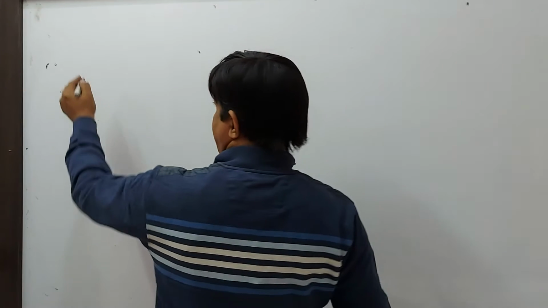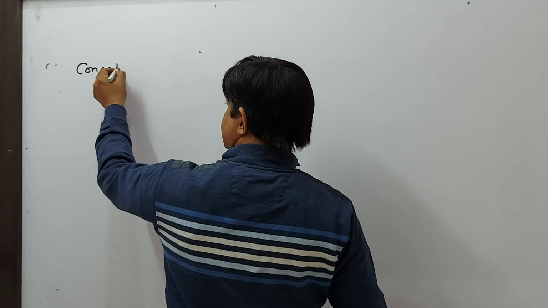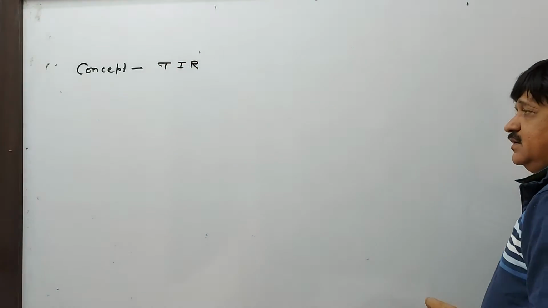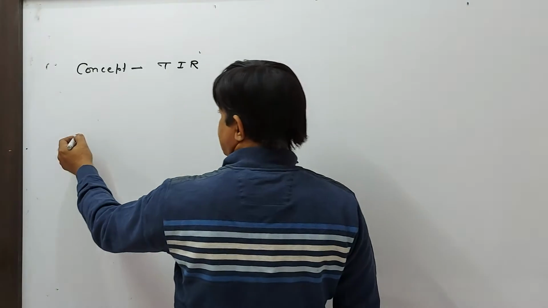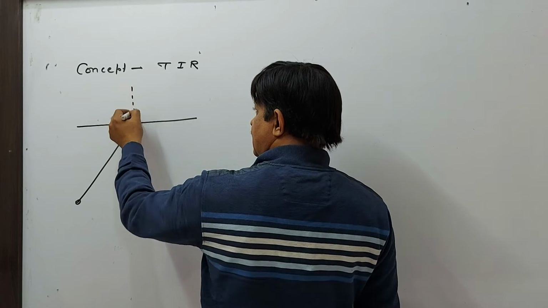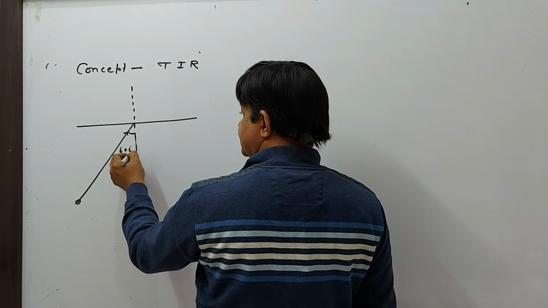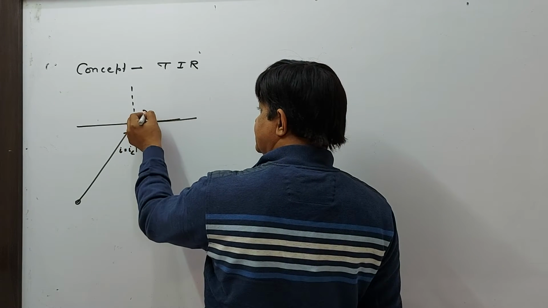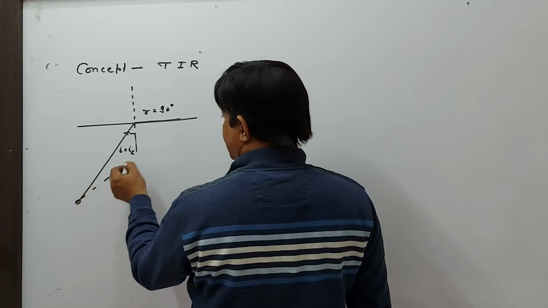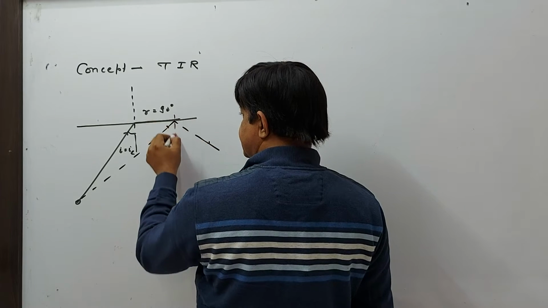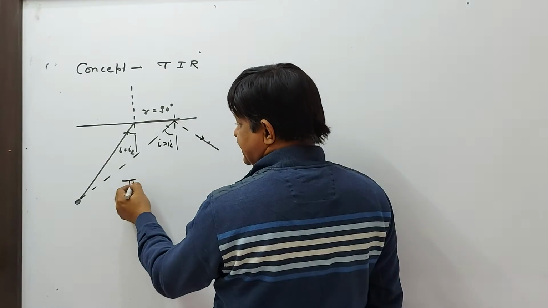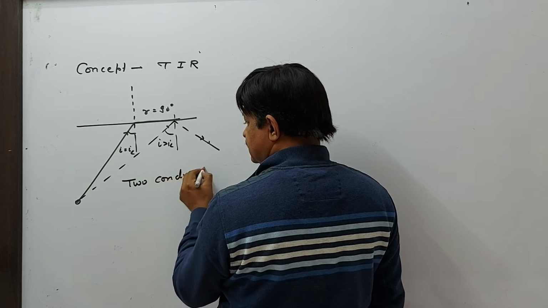Next concept is total internal reflection. Basic logic: if light comes here at the critical angle, then the angle of refraction becomes 90 degrees. And if it is more than the critical angle, light will reflect back. So there are two conditions for TIR.